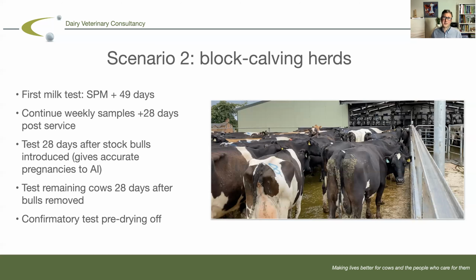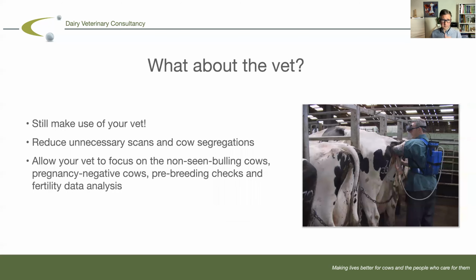Their fate has been sealed, if you like, once the bulls have been removed for most farm situations, the block calving. So a confirmatory test pre-drying off will just ensure that you're not drying off cows which, for whatever reason, have lost their pregnancy and are no longer in calf.